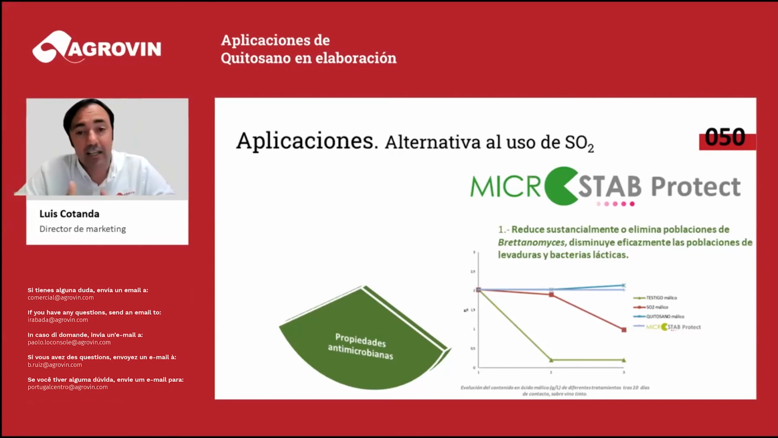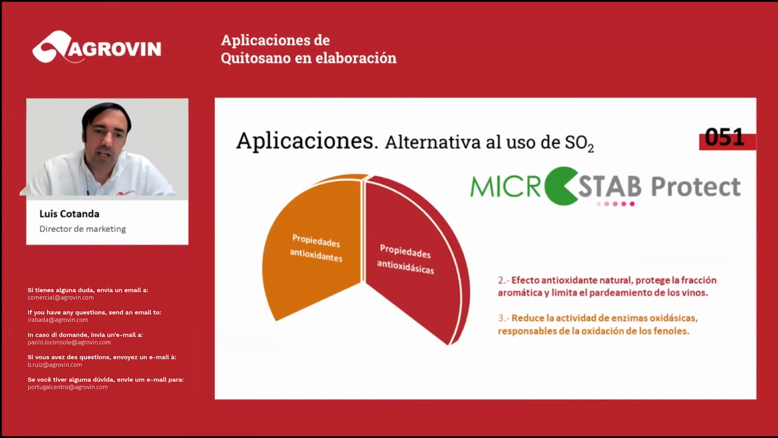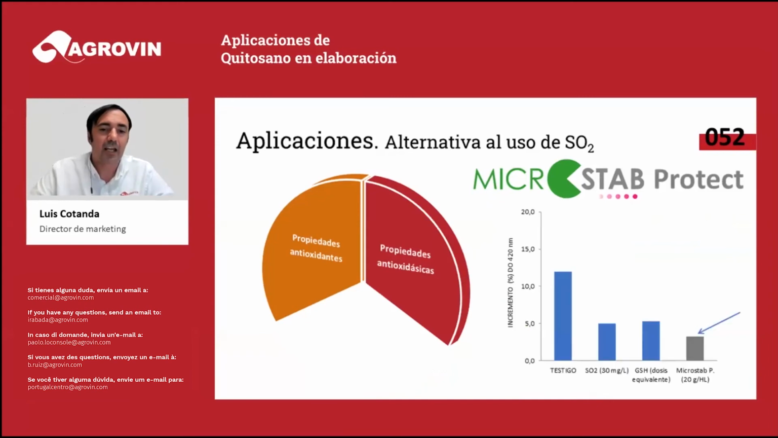So for 3 weeks, MicroStab Protect was effective against the development of lactic bacteria, but not in the case of sulfur dioxide. And then we have the antioxidant activity. We know that we combine glutathione with gallic tannin, and we achieved the fact that the product would be even more efficient than sulfur dioxide.